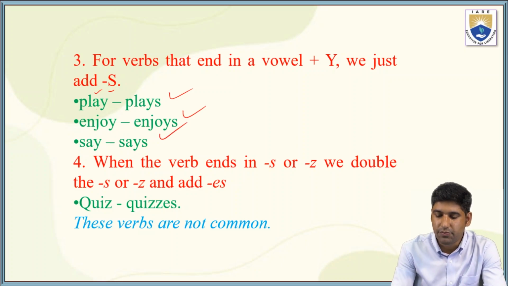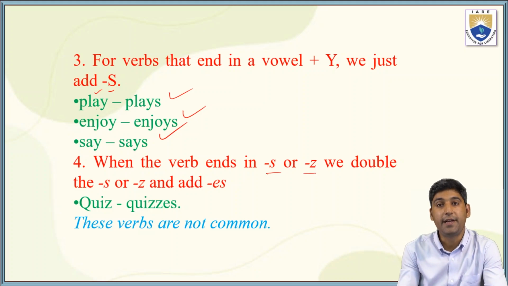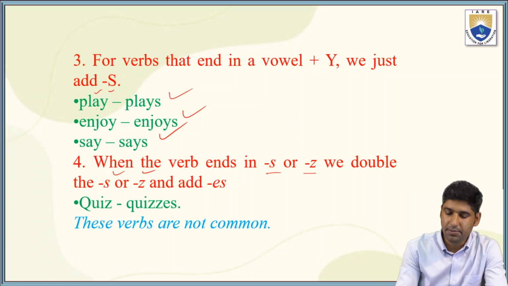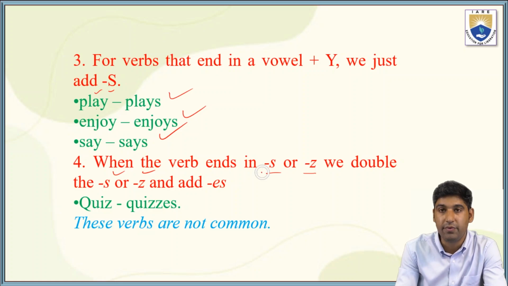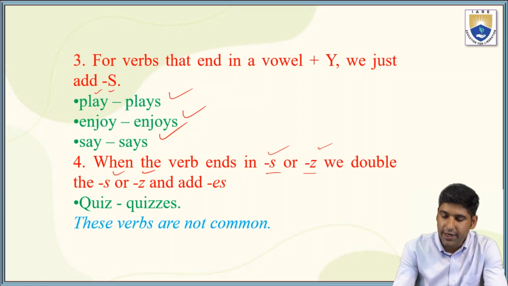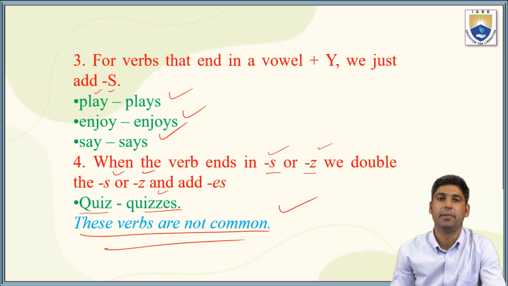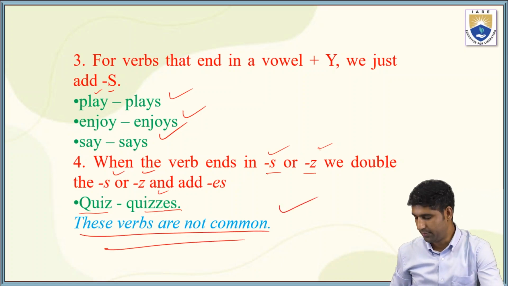And there are verbs which end in s or z. When the verb ends in s or z, we double the s or z and add es. There are some verbs which end with s and with z. What do we do? We double this s or z and add es. Like we have quiz. So we double the z and we add es. And these verbs are not common. There are very few verbs.